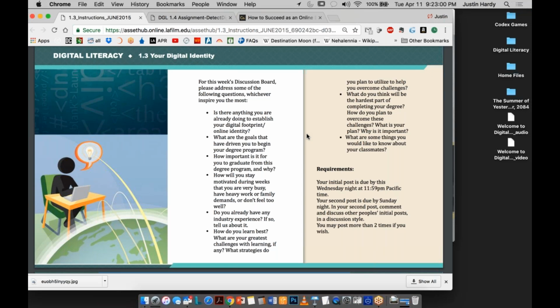Your next one is, do you have any industry experience or prior industry experience? And if so, we'd like you to tell us about it. You never know who you might network with. And the next one is, how do you learn best? What are your greatest challenges with learning, if any, and what strategies do you utilize to overcome any challenges that you have? Your next topic is, what do you think will be the hardest part of completing your degree, and how do you plan to overcome these challenges, and what's your plan, and why is it important that you overcome these challenges?